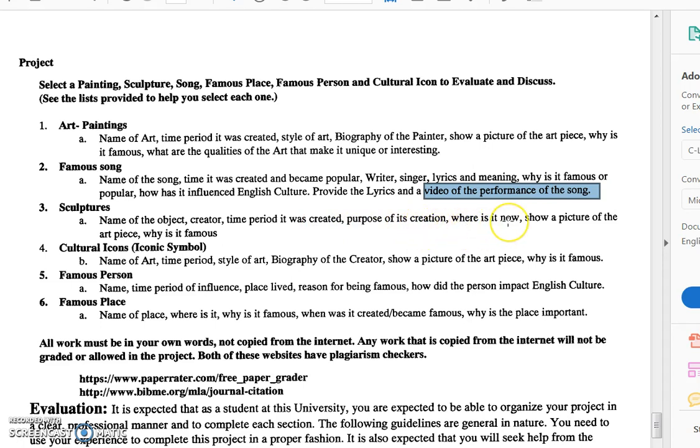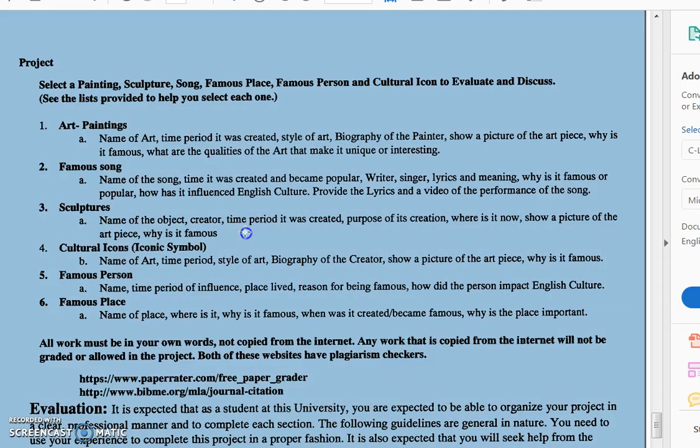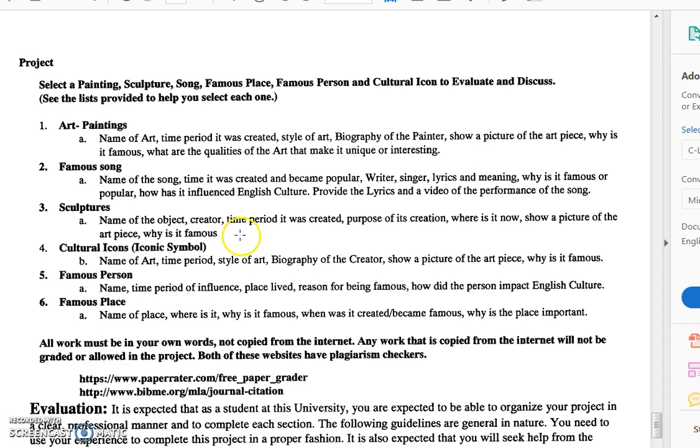Where is the object now? Is it in a museum? Is it at someone's house? Is it something that's open for the public to see? I want you to show me a picture of the art piece, and then I want you to describe for me why it is famous. Now this is the most important part here. I need to know why the art piece is famous.